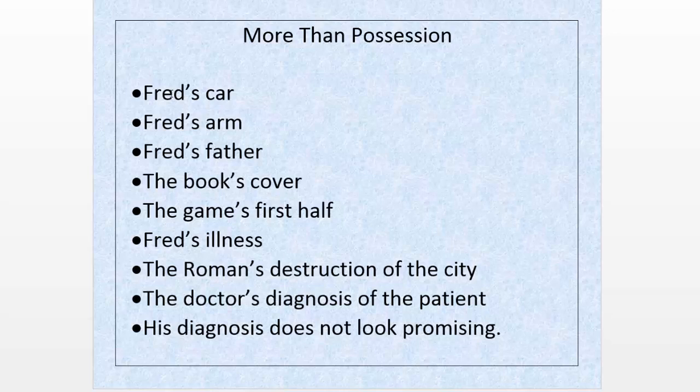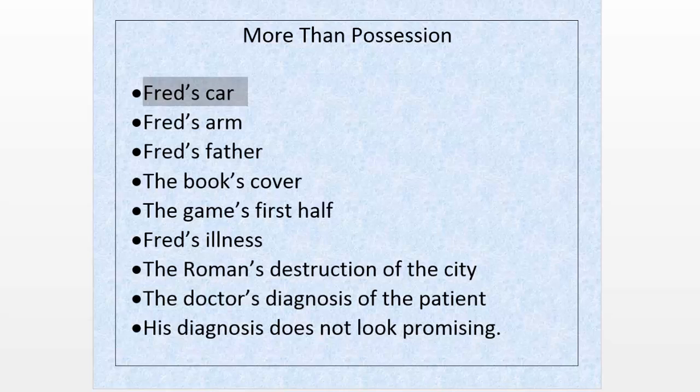While with an example like Fred's car, it does seem to indicate possession, right? He owns the car, presumably, and can sell it and stuff. Although it actually doesn't necessarily have to mean that he owns the car. It could be Fred's car, meaning the one that he designed, or maybe he's just renting it or borrowing it. So even with a simple case like that, it can get complicated.